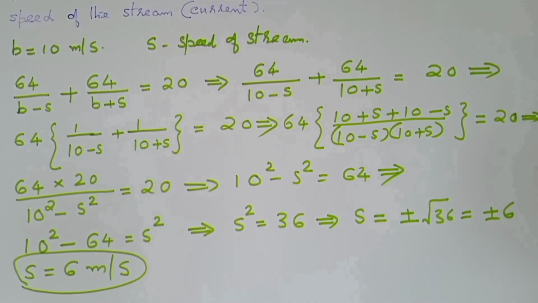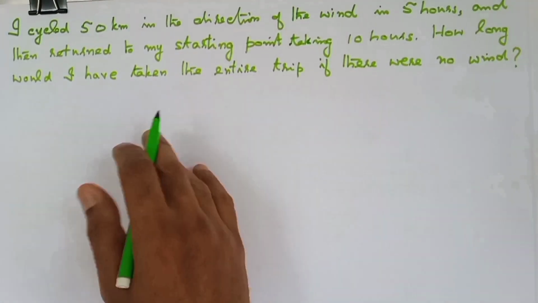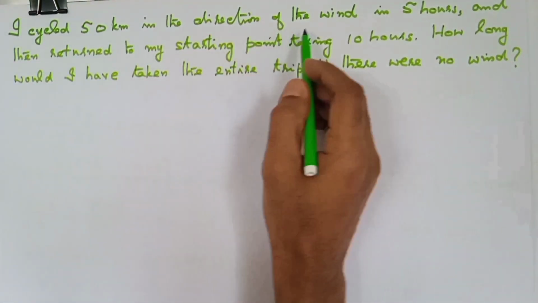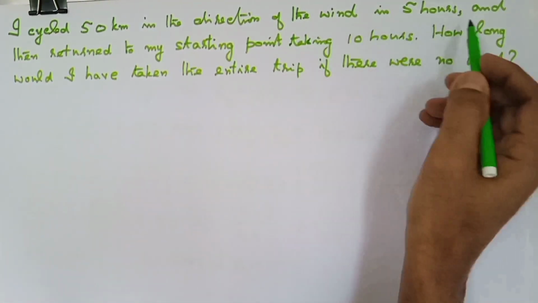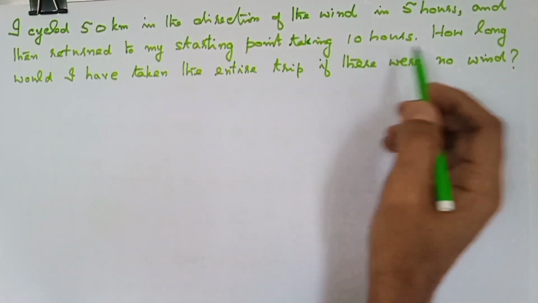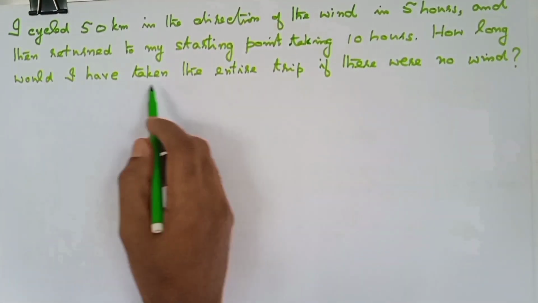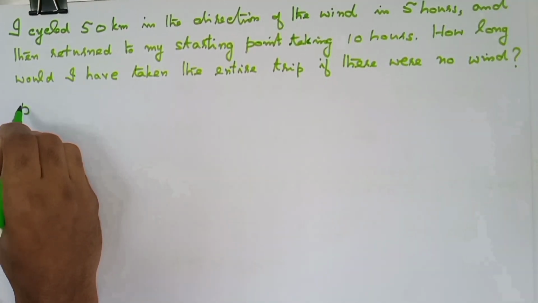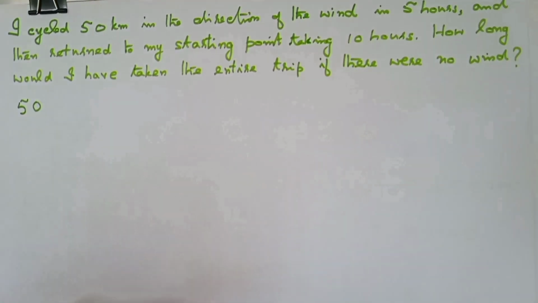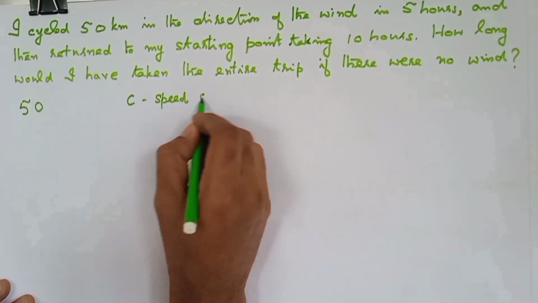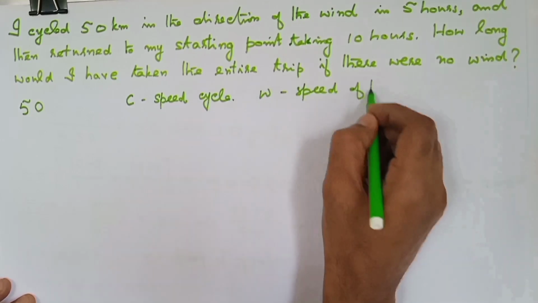Let's do one more problem. The next question from boats and streams is this. I cycled 50 kilometers in the direction of the wind in 5 hours and then returned to my starting point taking 10 hours. How long would I have taken the entire trip if there were no wind? Here the distance given is 50 kilometers and the time is 5 hours. Let C be the speed of the cycle and W the speed of the wind.